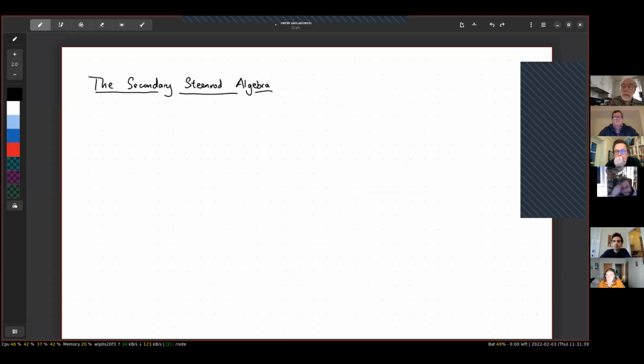Okay, so here we're here to do computations, and the thing that I personally like to compute the most is the Adams spectral sequence, or the homotopy groups of spheres. I mean, we use the Adams spectral sequence to compute the homotopy groups of spheres. And so I'll start by talking about the Adams spectral sequence. The starting point of the Adams spectral sequence is the Steenrod algebra.